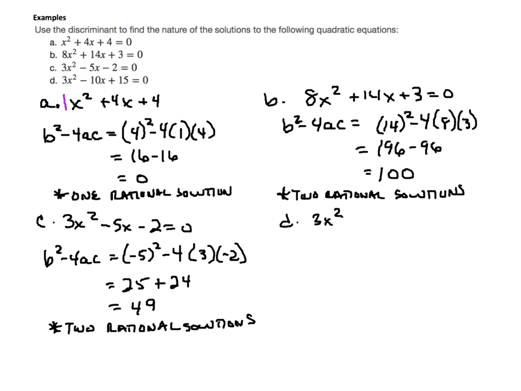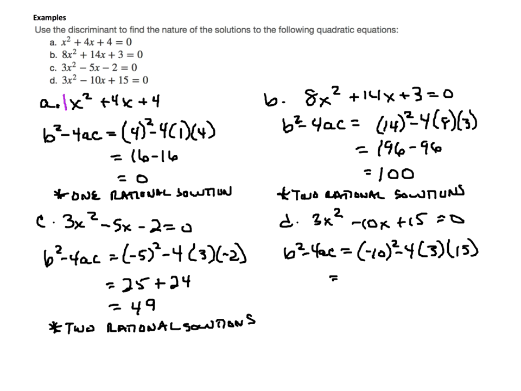And D, 3x squared minus 10x plus 15 equals 0. B squared minus 4ac is equal to negative 10 squared minus 4 times 3 times 15. That's 100. Let's see, 15 times 4 is 60, times 3 is 180, so minus 180. That leaves me with 10. 10 is not a perfect square, but it is greater than 0, so it's not an imaginary or complex solution. This is going to be two irrational solutions.